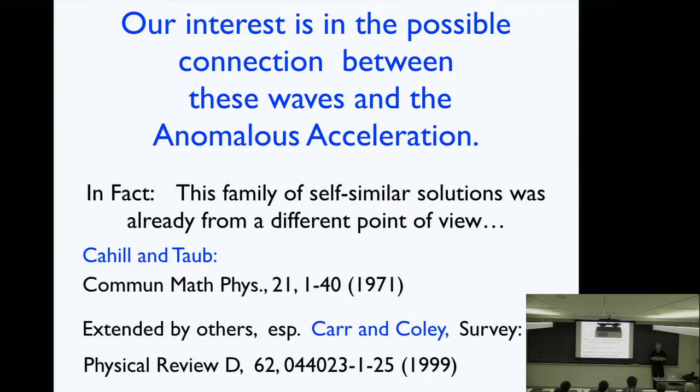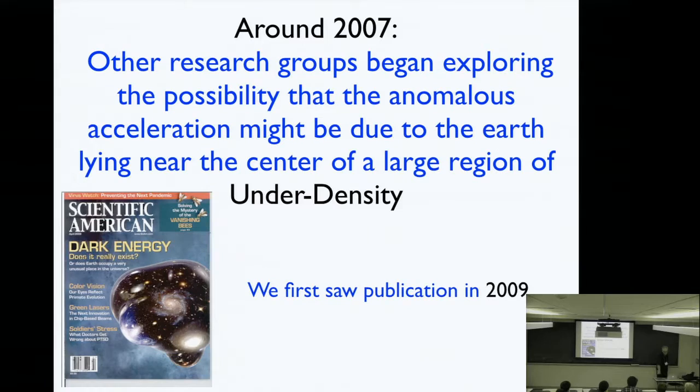So our interest in these waves was the connection between these waves and a possible anomalous acceleration. But in fact, we found these waves were known. They were already discovered from another point of view in this incredibly interesting paper of Cahill and Taub in 1971. He was an applied mathematician at Berkeley. That's great. And other people have thought about self-similar waves. But our interest was in how they might connect to the anomalous acceleration problem.